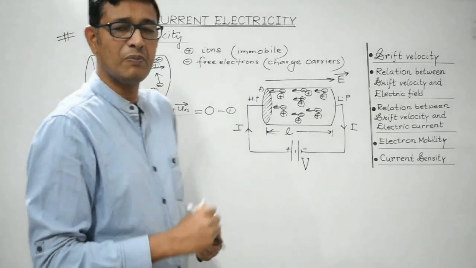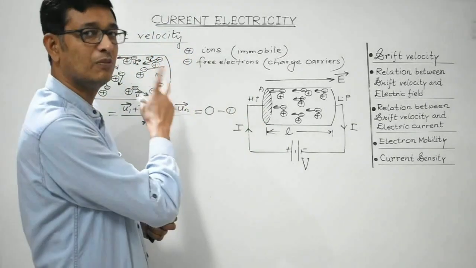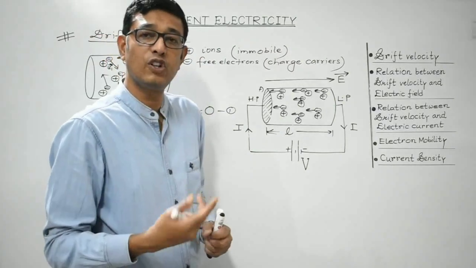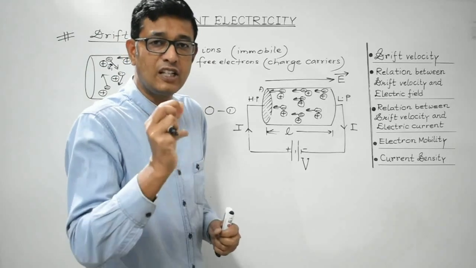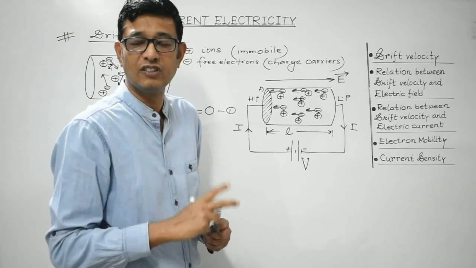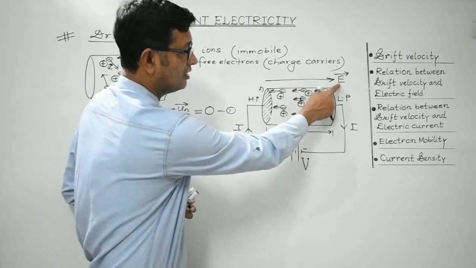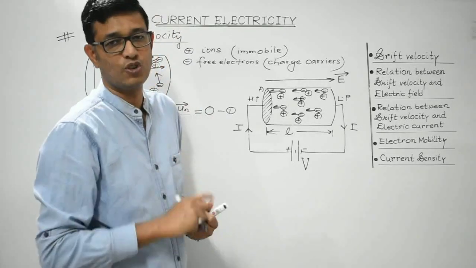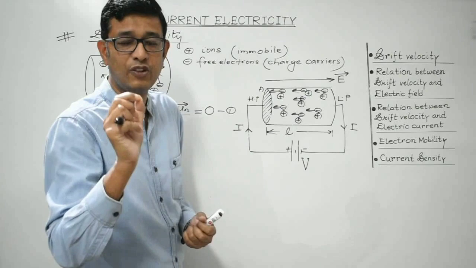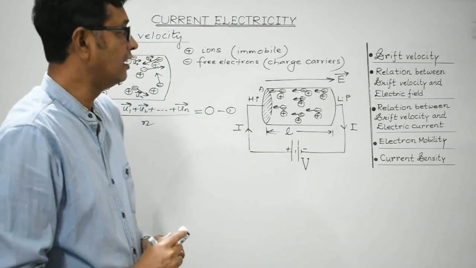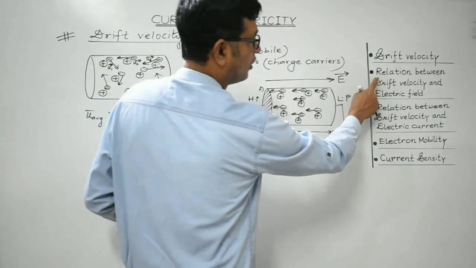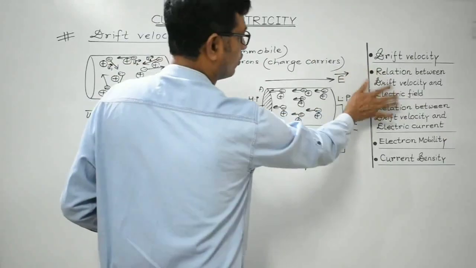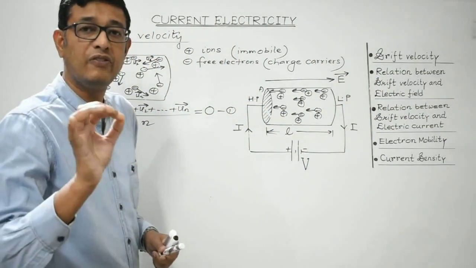And drift velocity, its magnitude is far less as compared to that of the thermal velocity. Right? I again repeat, what is drift velocity? It is the average velocity of free electrons inside a conductor under the influence of electric field, in addition to their random motion. So that is the drift velocity of the electrons, right? Now let's find out the relationship between drift velocity and the electric field, right? Let's try to find out the expression relating these two. We represent drift velocity by Vd.